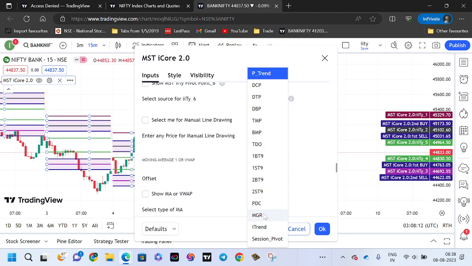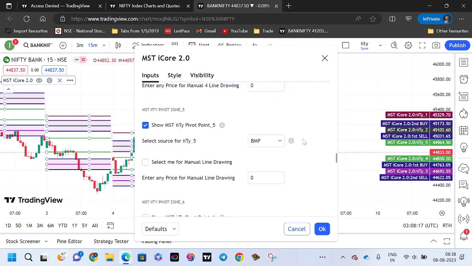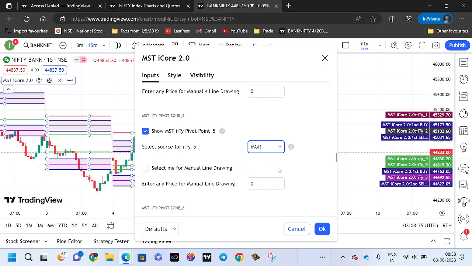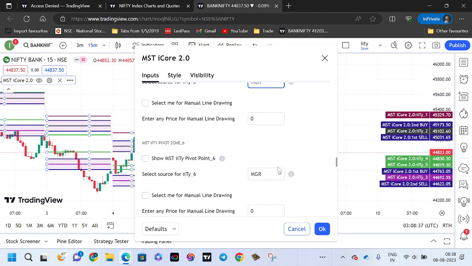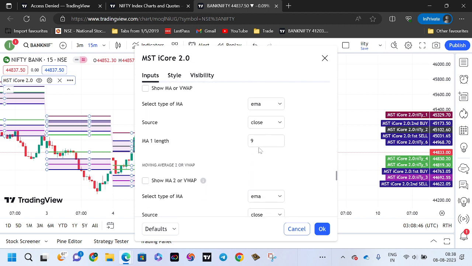So now MGR also we have given. What is MGR? When some white people can invent CPR, why can't Indians? Why can't we have some MGR? So I just renamed it as MGR. MGR looks like CPR, but it is not the actual CPR. Hope it is clear. And next one, EMA. There are wonderful options. So in a single indicator we have given many EMA options, and VWAP also I have given.